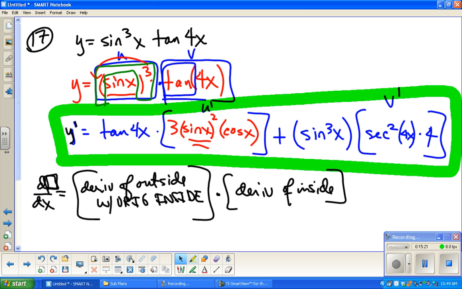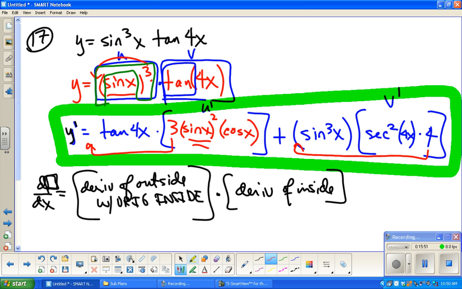So the question is now, can we clean that up? Yeah, we could clean it up a little bit. 3 times sine squared times cos. This is going to look pretty much the same. I'd probably just put the 3 out in front. That's probably the only thing that I would do to change that. And the only thing I would do to change this is put the 4 out in front. Unless I saw something where I could combine like terms or something, there's really no reason to make anything really different about that.